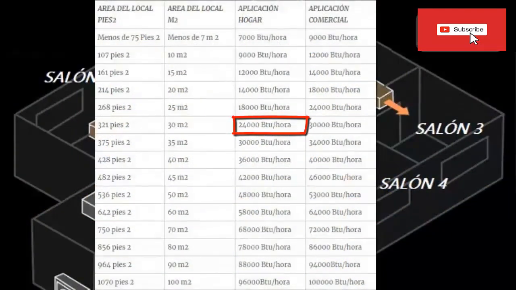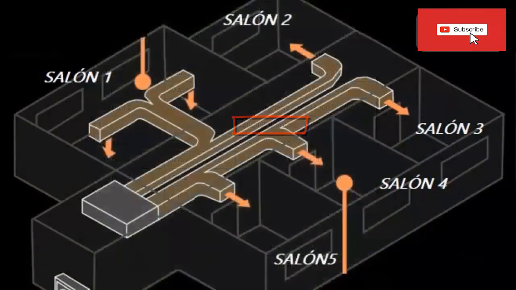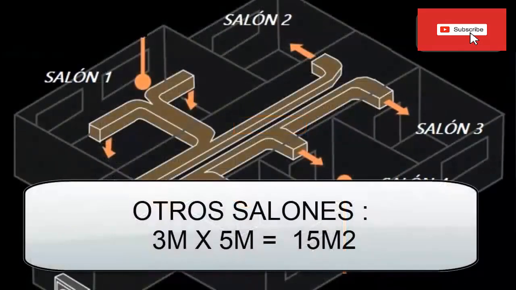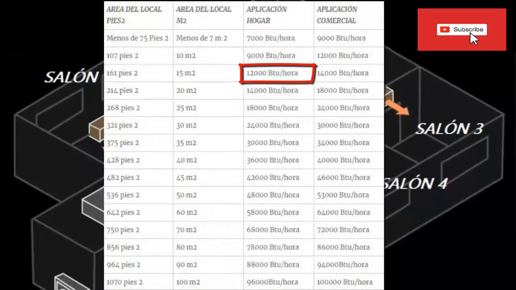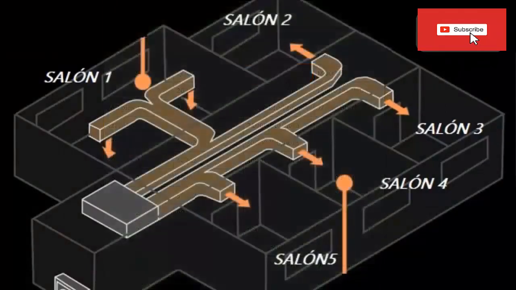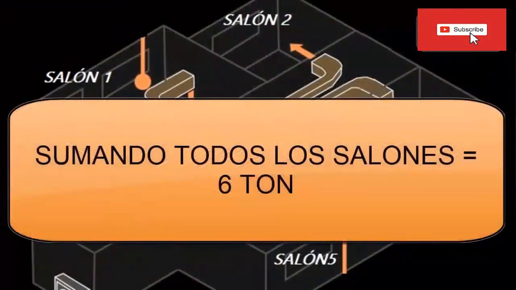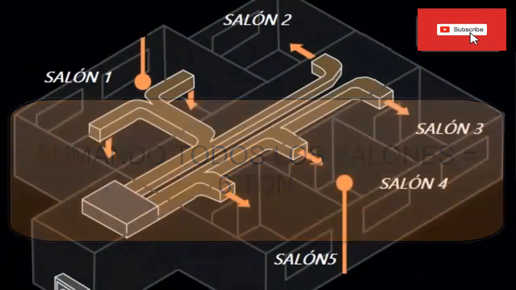The other rooms have dimensions of 3 meters wide by 5 meters long, obtaining an area of 15 square meters, for a thermal load of 12,000 BTU per hour or 1 refrigeration ton. Adding the thermal loads of each location, there is a total of 6 tons of refrigeration. With this value, we select the air conditioning unit, which we are going to use in the installation.